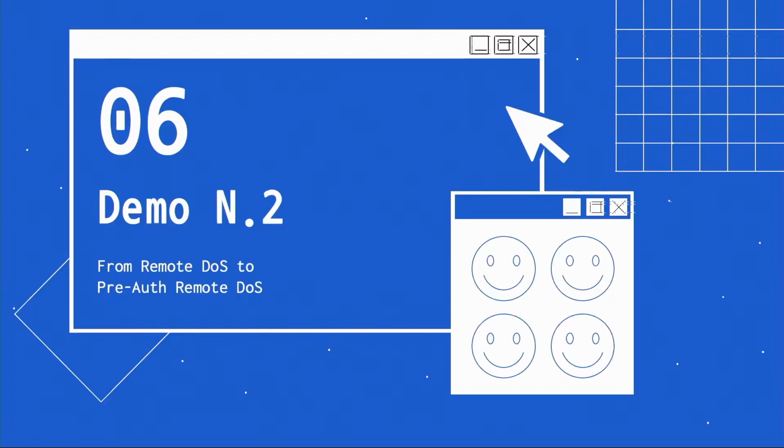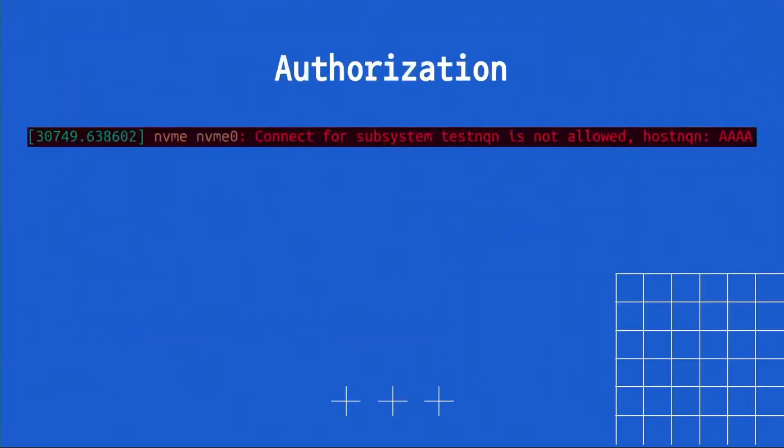So firstly, I wanted to see how the server knows what my host is. And in the NVMe system, the unique identifier is called the host NQN. And as you can see here, I just tried to access my remote server with a host called AAAA, and I got this error that my host isn't allowed to communicate with the remote server.